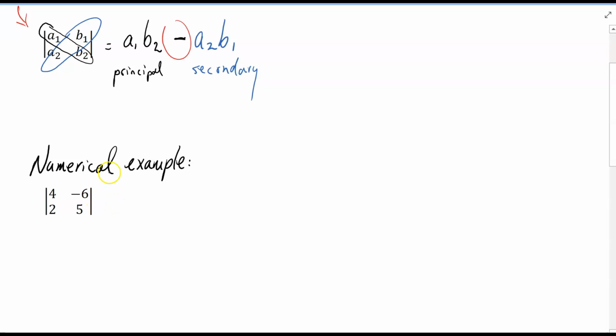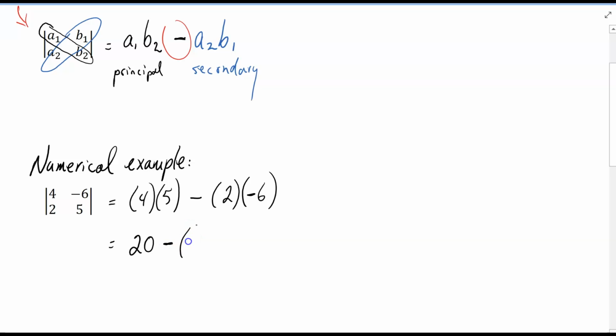And so in this 2 by 2 determinant, we will multiply 4 by 5 and subtract the product of 2 by minus 6. Okay, so 4 times 5 is 20. We are going to subtract minus 12. That means we are doing 20 plus 12, and the result is 32. So this 2 by 2 determinant has the value of 32.